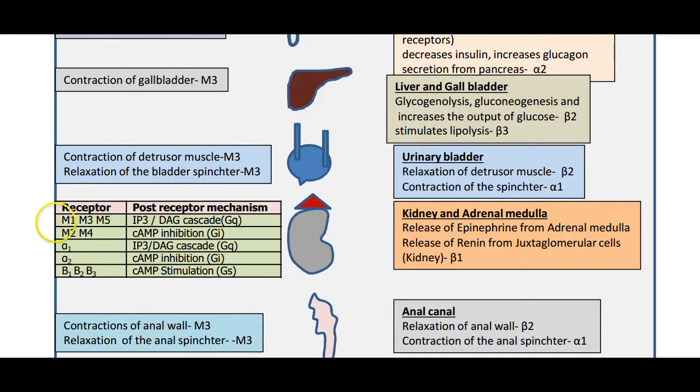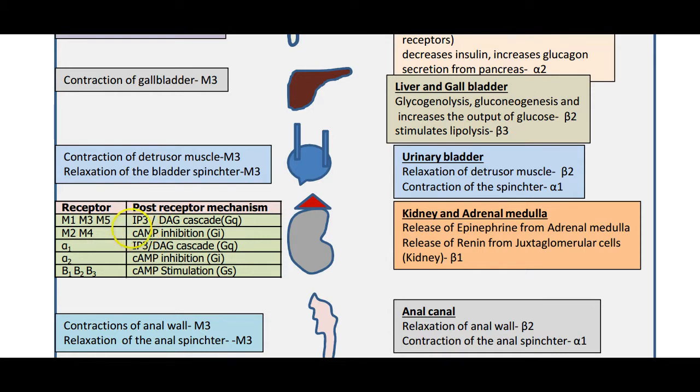Now in this table, I've shown you the muscarinic receptors and there are 5 subtypes, that is M1, M2, M3, M4, M5. Now in these muscarinic receptors, the odd numbers, that is M1, M3 and M5 are basically GQ subtype of G-coupled protein receptors. And GQ subtype means their second messenger is IP3-DAG, that is diacylglycerol cascade, and they also cause influx of calcium.